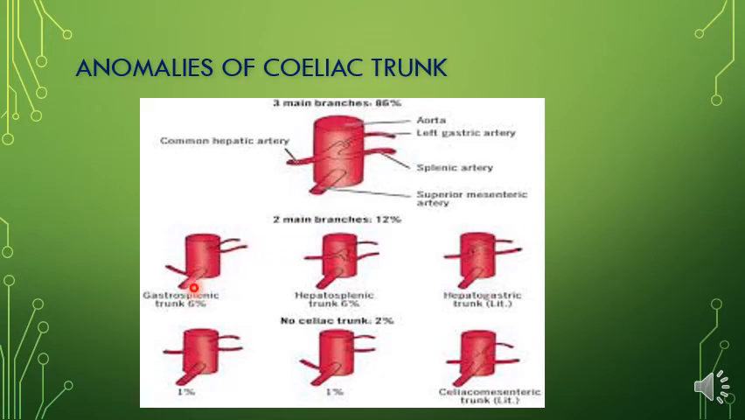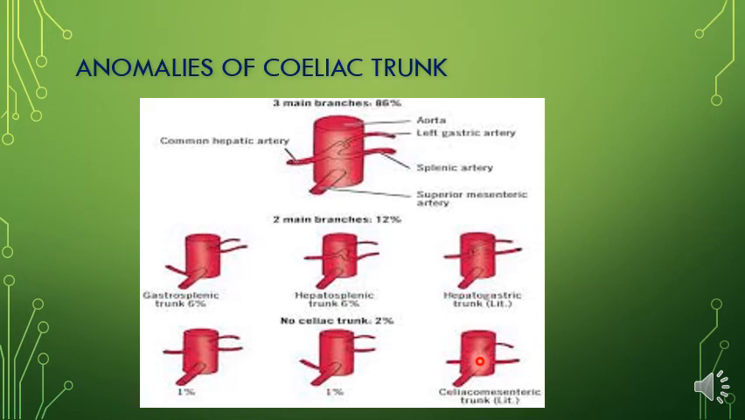Then sometimes there will be a gastrosplenic trunk here. That means there will be no hepatic. The hepatic and the splenic will form one trunk. Here we'll see the hepatosplenic trunk. Then the hepatogastric trunk is seen here, right? And the celiaco-mesenteric trunk here. That means the celiac trunk and the superior mesenteric arise as a single trunk. So these are certain anomalies in the origin of the celiac artery.